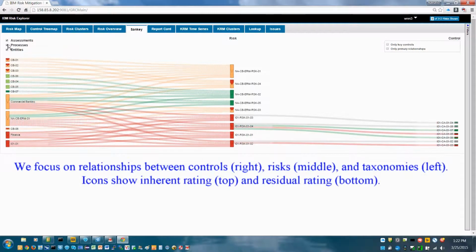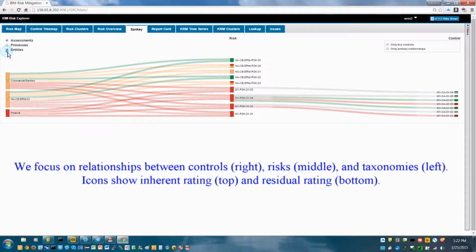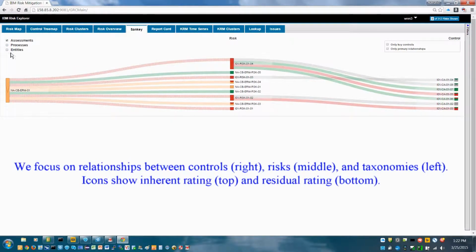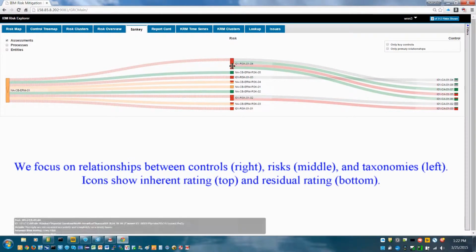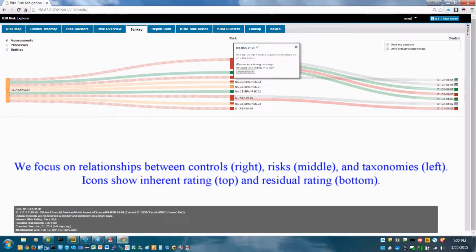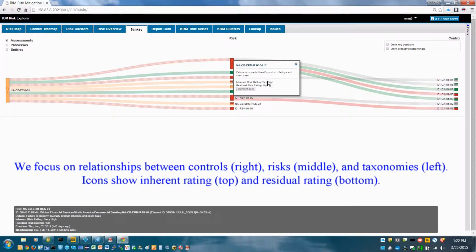Next, we're going to explore the relationship of controls to risks and the various taxonomy elements. So here we see the risks in the center of the display, colored by their inherent rating and residual rating on top and bottom. Flying over these, we can take a look at the individual risks and see their ratings. We can see the top and bottom here are different colors reflecting a very high inherent rating and a high residual rating in orange.